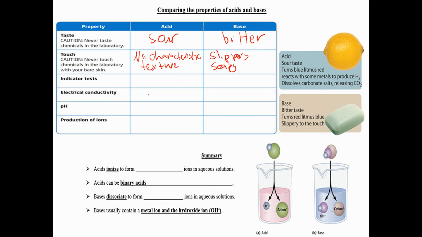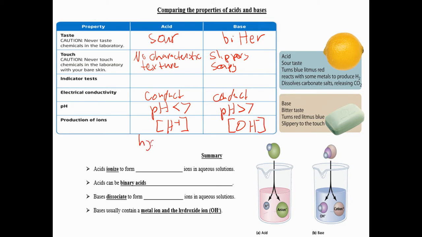These both conduct electricity. As long as they're dissolved in water, they both conduct electricity. The pH of an acid is less than 7. I didn't mention this on a previous slide, but the pH of a base is more than 7. The ions produced by the acid in solution are H plus ions, and the ions produced by the base are hydroxide ions.